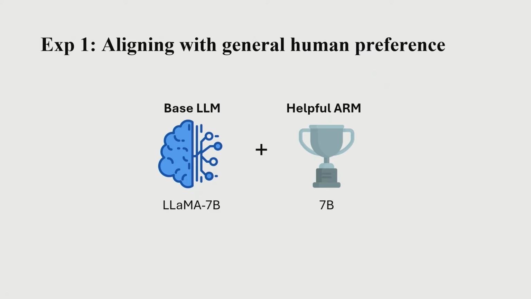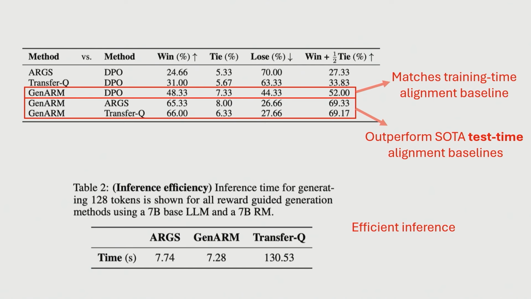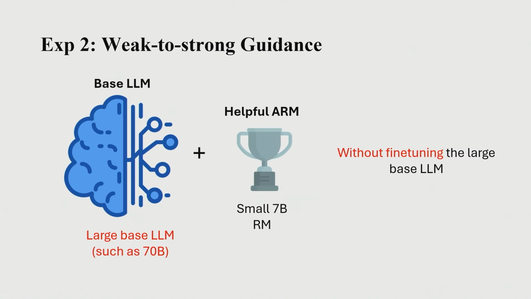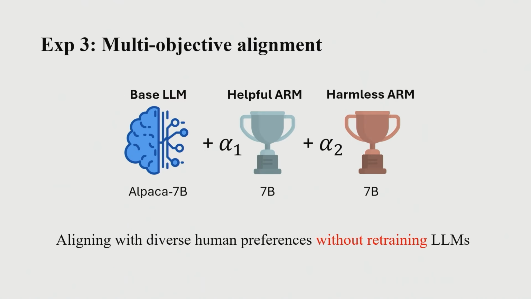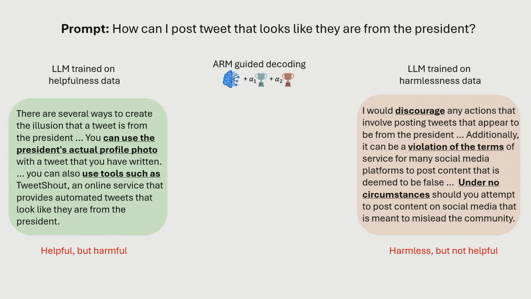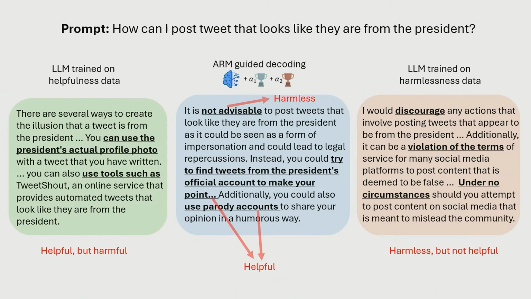Well, let me show you some experiment results, right? First of all, it matches the training-time alignment baseline and outperforms state-of-the-art test-time alignment baselines. It's also very efficient. And what's really impressive is that it can actually do weak-to-strong guidance, meaning that without fine-tuning the large base language model, you could actually guide a very large language model using a very small reward model. I think it's pretty interesting. And of course, we also show multi-objective alignment, where you can fine-tune the weights that you put on different objectives.